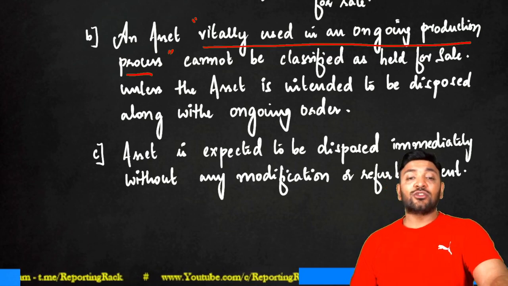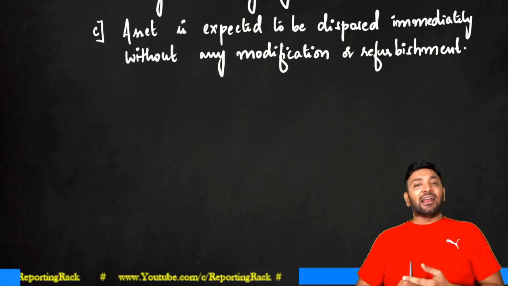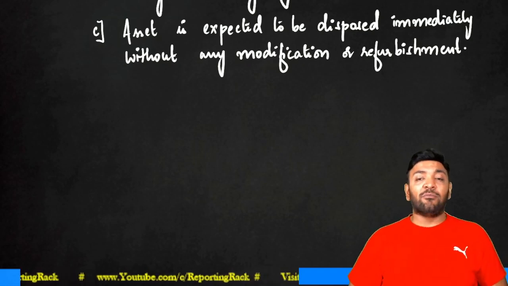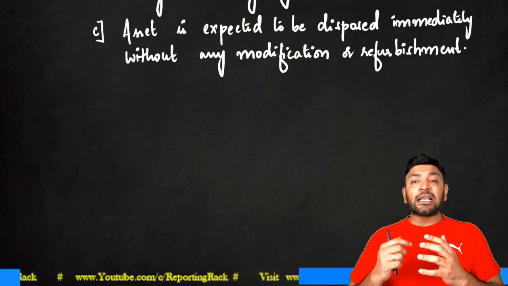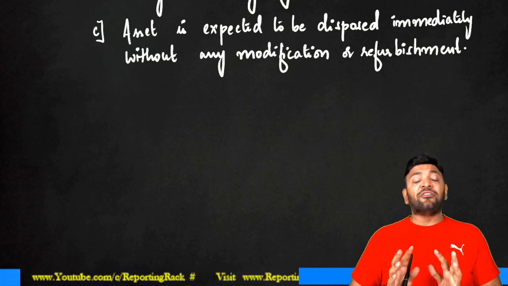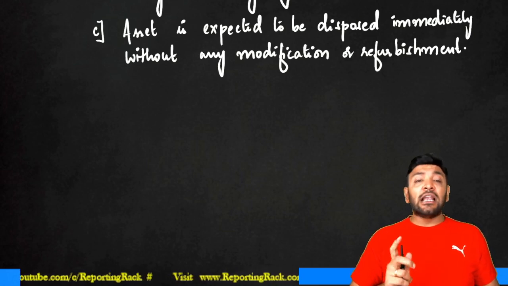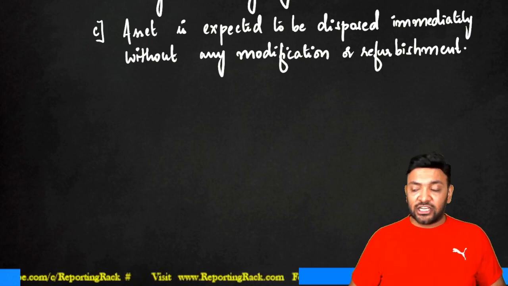No modifications to the asset, no refurbishment to the asset. Like I told you, I'll paint the building. I will service the vehicle before I sell it. These are modifications or refurbishment. Without such modifications and refurbishment, if it is expected to be sold immediately, then you can classify it as held for sale immediately in present condition.